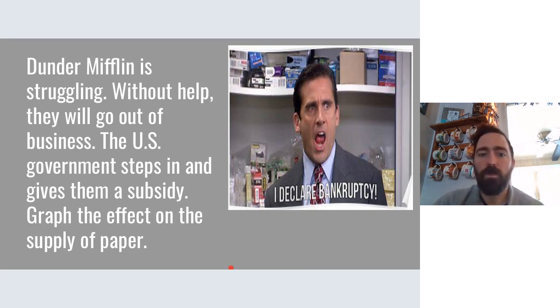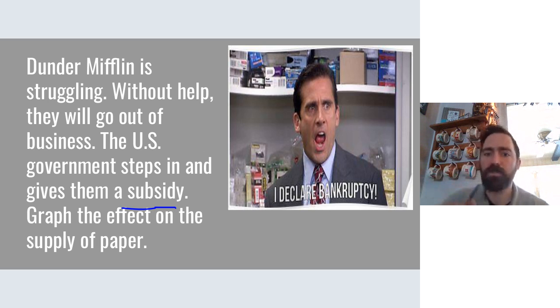Number 4. Dunder Mifflin is struggling. Without help, they will go out of business. The U.S. government steps in and gives them a subsidy. There's the giveaway there. Subsidy is one of the factors that affects supply. Graph the effect on the supply of paper. So go ahead and pause the video and think about what would happen if the U.S. government stepped in and gave them a subsidy.